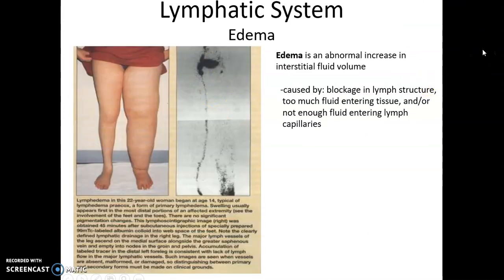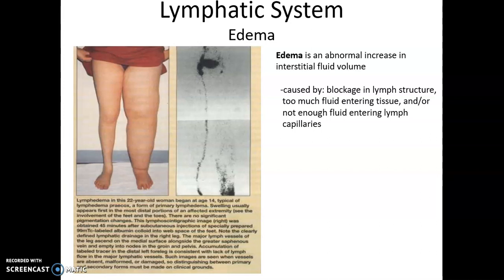Edema. Edema is when there's an abnormal increase in interstitial fluid volume, in the fluids around the tissue. So this woman has edema within her left leg. You can clearly see the difference caused by the disorder. Edema can be caused by lots of things, anything basically that blocks lymphatic structures. So something blocking the lymphatic structure, some material in the way.